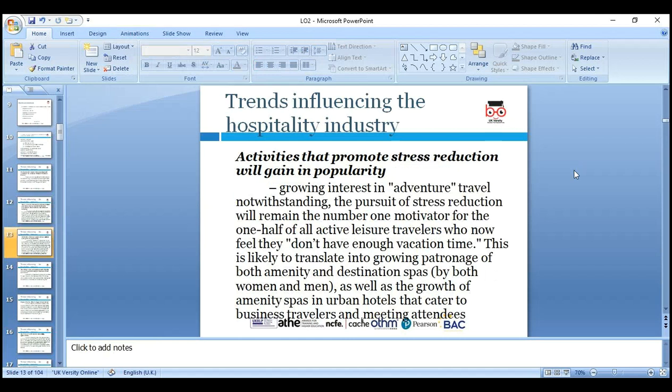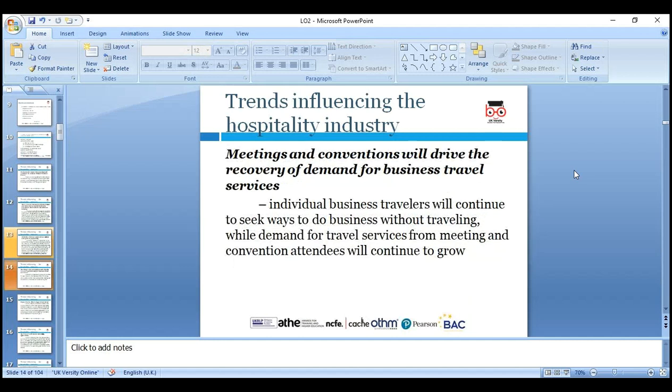A trend influencing the hospitality industry: activities that promote stress reduction will gain in popularity. These are comfortable and people want them. That's why people want holidays. Some social people are just going for business meetings, so we need to look at the business traveler and their social needs.